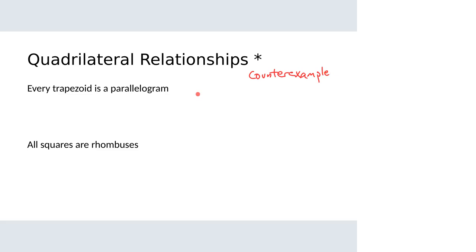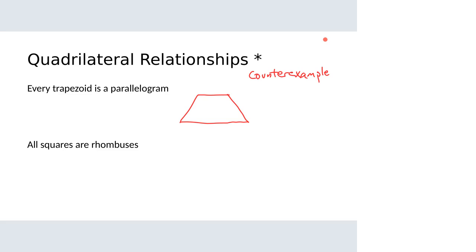So if I draw this trapezoid, and a trapezoid has at least one pair of opposite sides parallel. So this is a trapezoid. I've got top and bottom parallel. That qualifies as a trapezoid: at least one pair of opposite sides parallel.